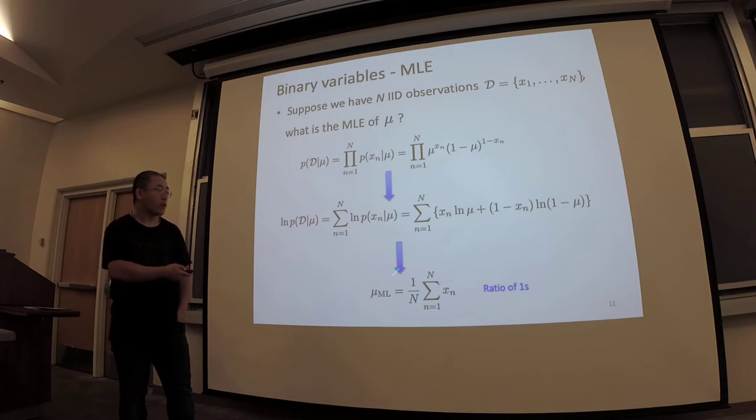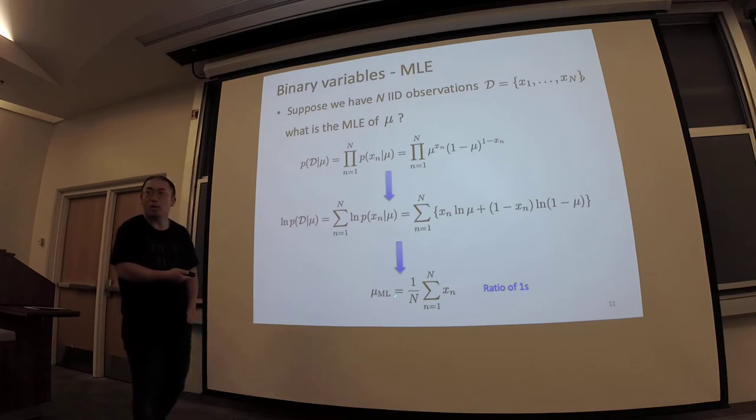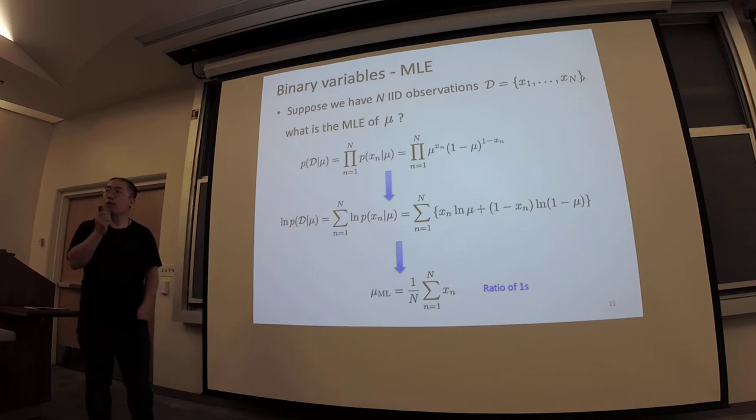So this is simple. This is consistent with our intuition, right? We just count the number of ones in the observations and divide it by the total count. That is the ratio of ones. The ratio of ones is the maximum likelihood estimation of the chance your variable takes one. It's very intuitive. Everybody is good? Okay.